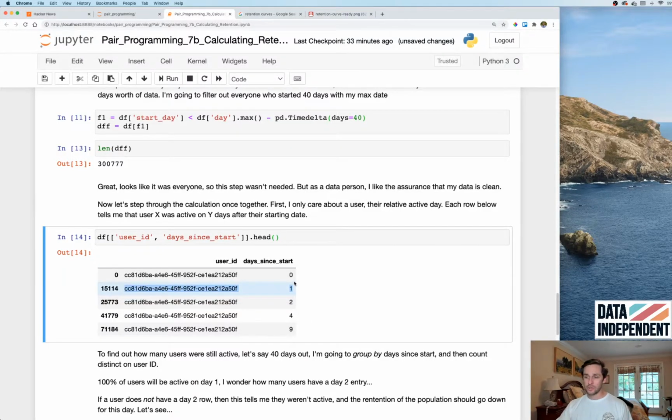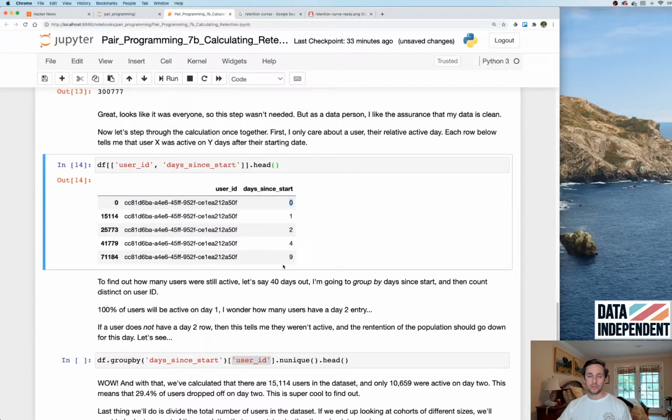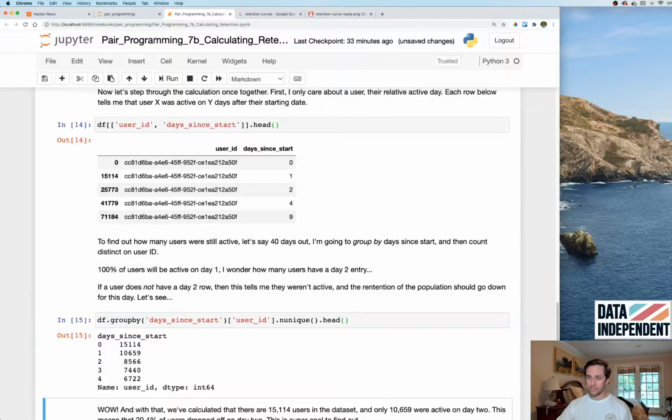To answer this question, we're going to group by days since they started, and we're going to count unique on the user ID. So 100% of people will have a zero entry because that's the way we defined this data set. I wonder how many people are going to show up on day one, meaning they were active the day after they first started. Go ahead and run this.